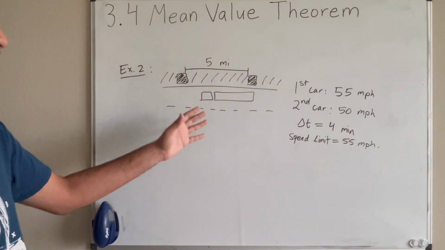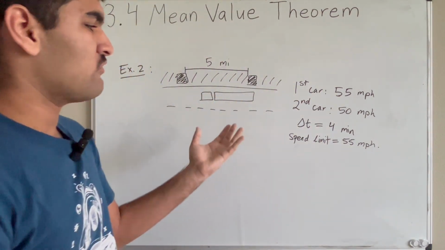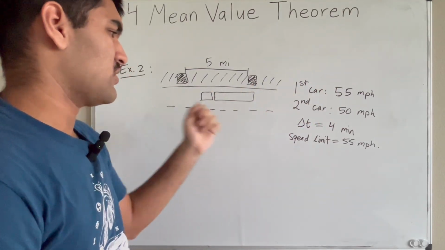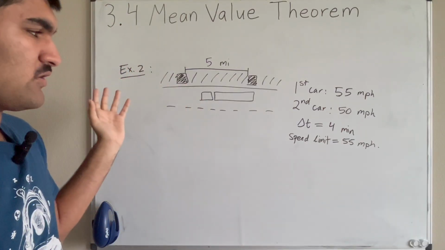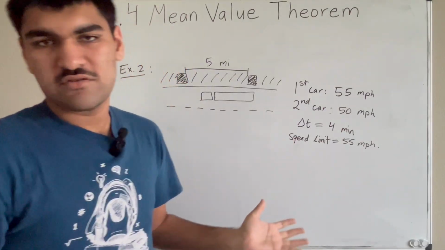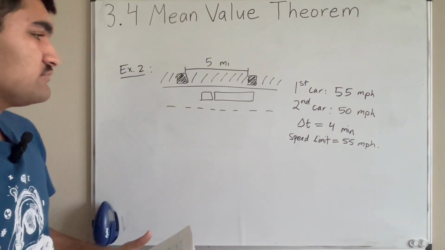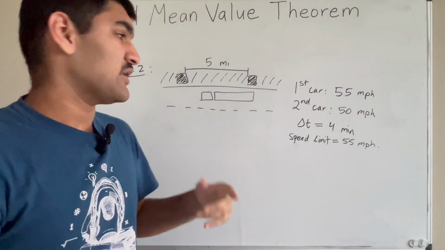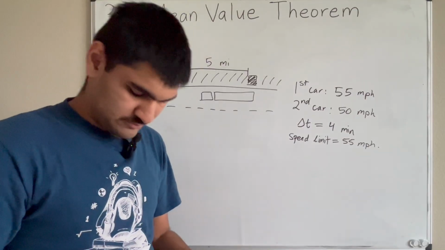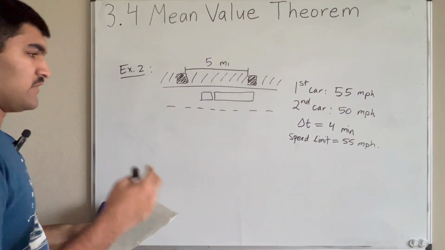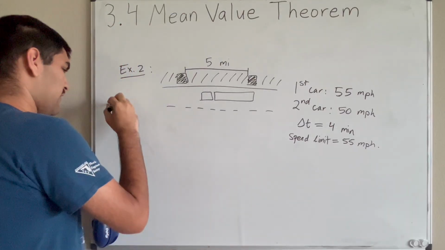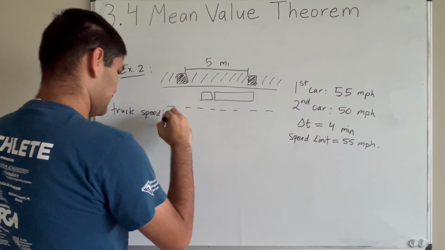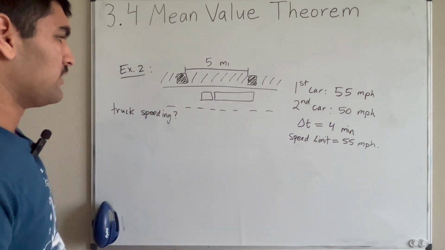At first glance, it doesn't look like the truck ever violates the speed limit, because it goes 55 miles per hour as it passes the first car, and 50 miles per hour as it passes the second car. So it's good, it doesn't violate the speed limit. However, we have to show that actually it does violate the speed limit, and we can do that using the mean value theorem. This is how it goes. Our question is whether the truck is speeding. So is the truck speeding?